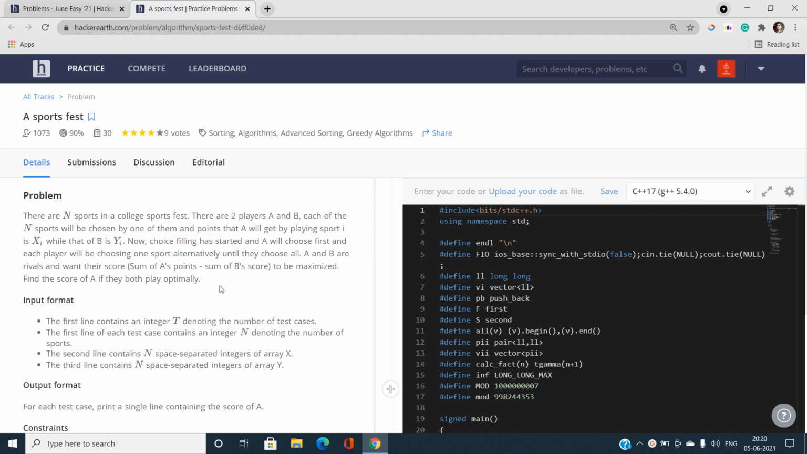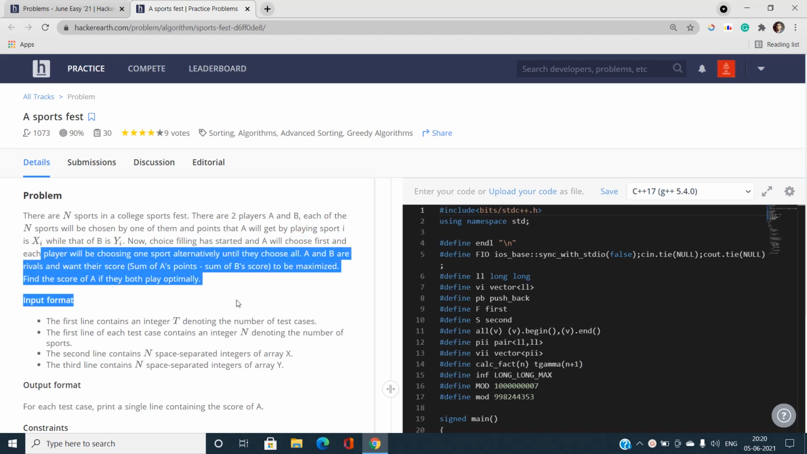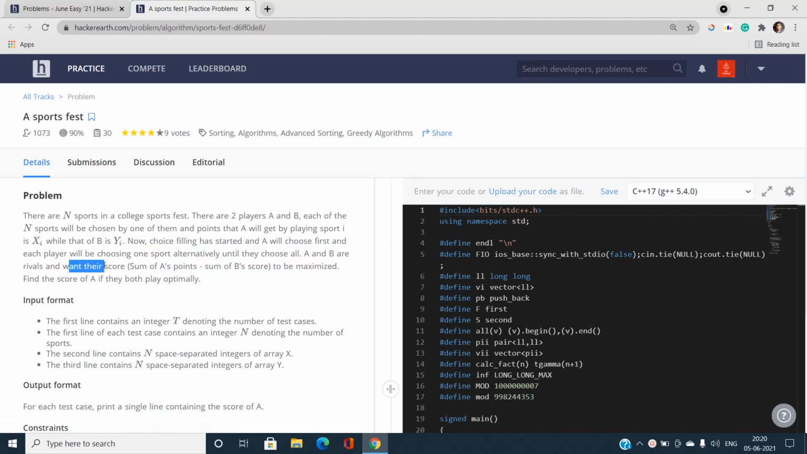Now the choosing will start with A, that is A will choose first, and every player will choose one sport alternately. That is, if A starts, then the next move will be made by B, followed by A and then B, and so on. And the score is defined as the sum of A's points minus the sum of B's points.